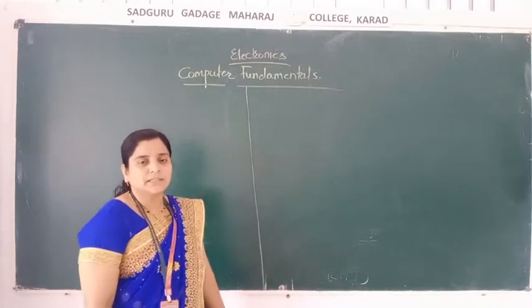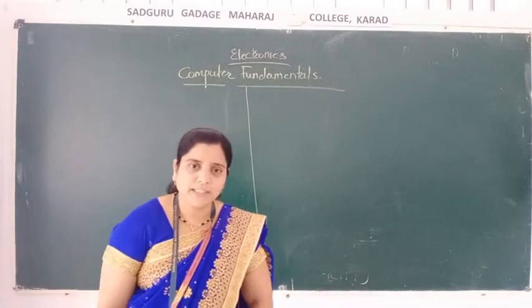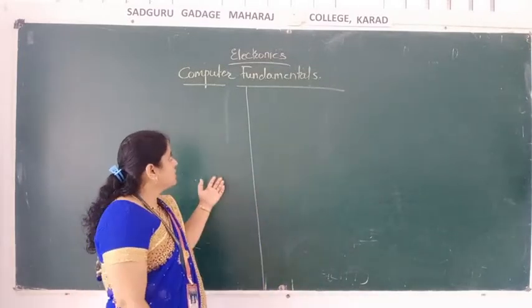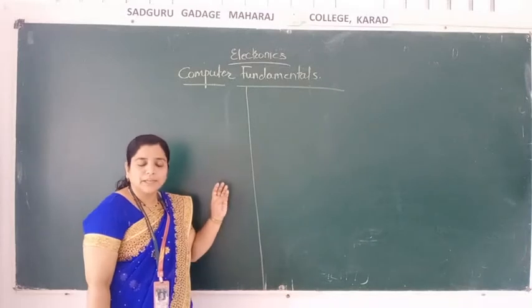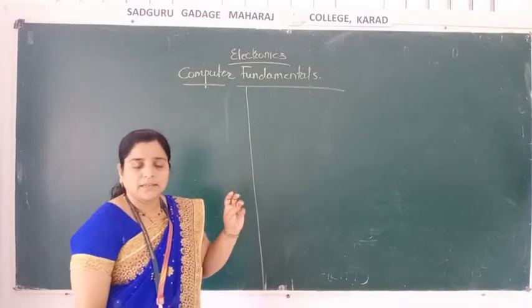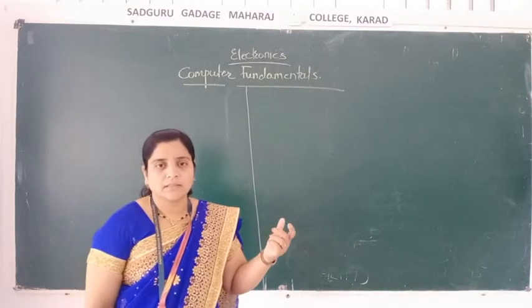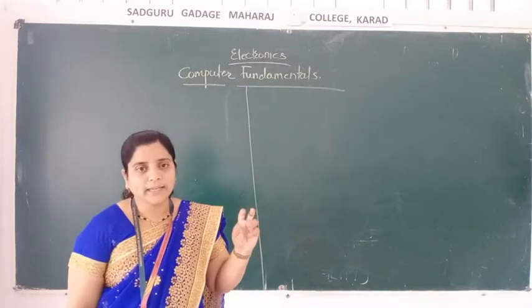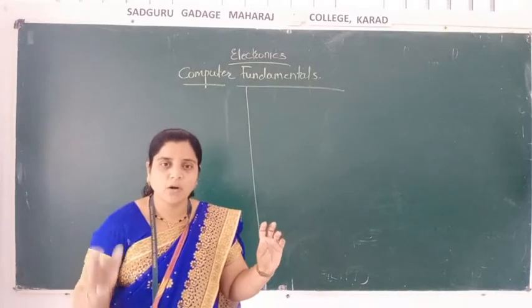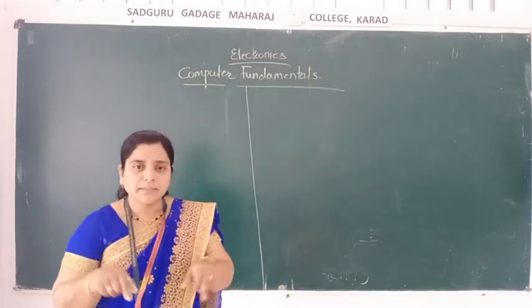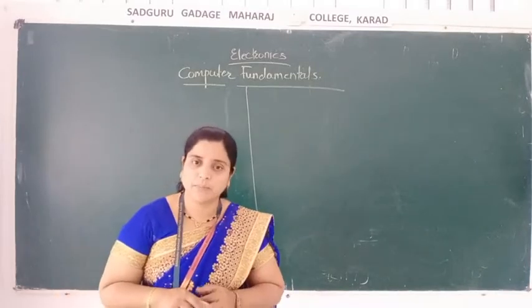Okay. So, what have we seen in the previous lecture? We have seen the input device and the basic block diagram of computer, and the output device. What is there in the basic block diagram of computer? Input is there, output is there. In between that, the CPU is there. CPU means Central Processing Unit.